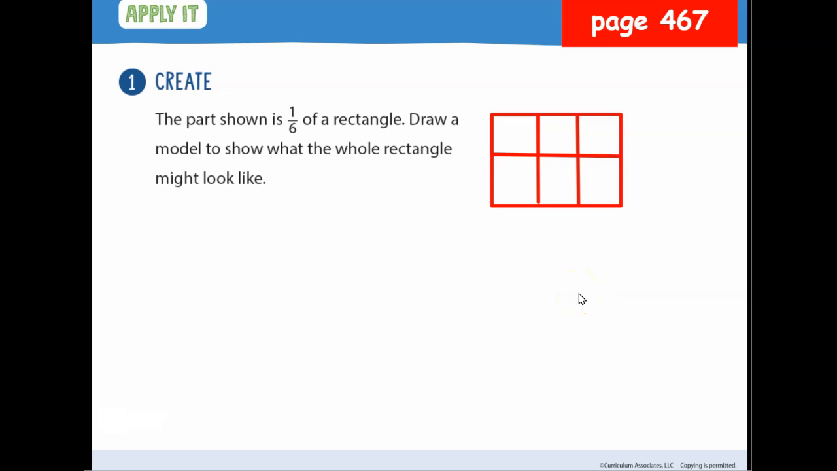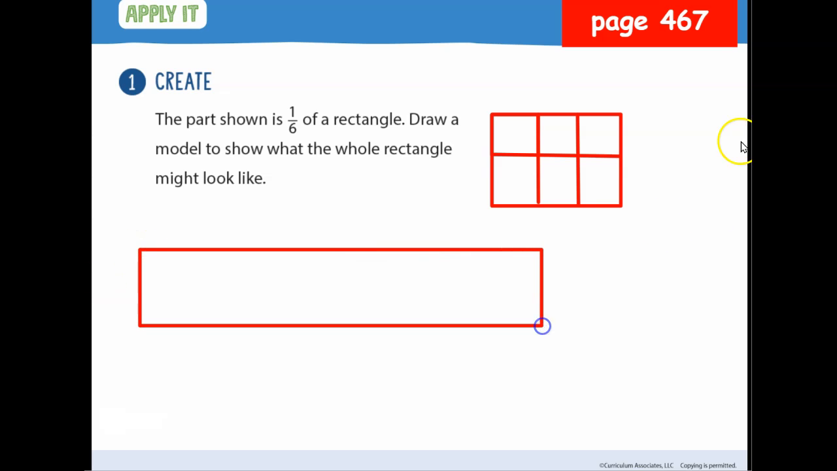You can make one long one too. So you can make it like this. You can make it this way, okay? Or it's just one row of 6 squares. That's it. They're both rectangles, right? Excellent.